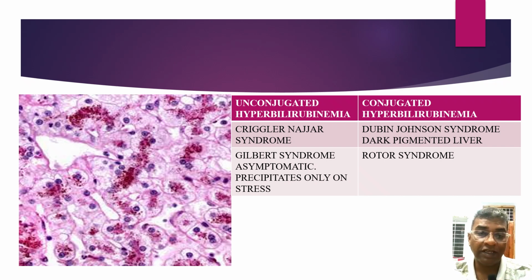We will repeat once again: unconjugated hyperbilirubinemia and conjugated hyperbilirubinemia. The syndromes associated with unconjugated hyperbilirubinemia are Crigler-Najjar syndrome 1 and 2, and Gilbert syndrome. Coming to conjugated hyperbilirubinemia, they are Dubin-Johnson syndrome and Rotor syndrome. Dark pigmented liver is seen in conjugated hyperbilirubinemia because of Dubin-Johnson syndrome, and these dark colored granules are because of epinephrine.